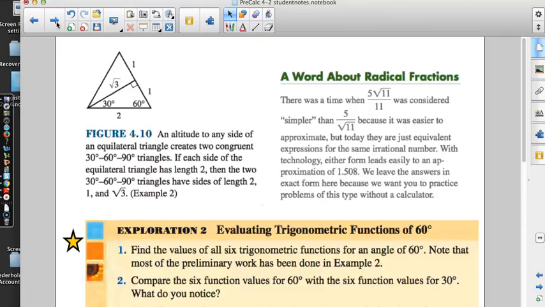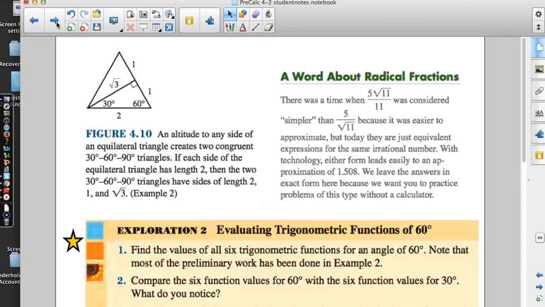Now, a word about radical fractions. There was a time when 5 square roots of 11 over 11 was considered simpler than 5 over the square root of 11 because it was easier to approximate. But today they are just equivalent expressions for the same irrational number. And I'm going to tell you, the book was just lazy. So when they put 5 over the square root of 11, I expect you to have the answer 5 square roots of 11 over 11.